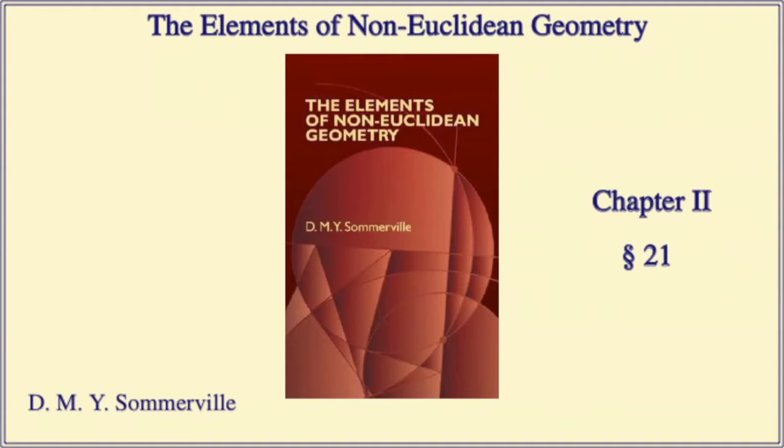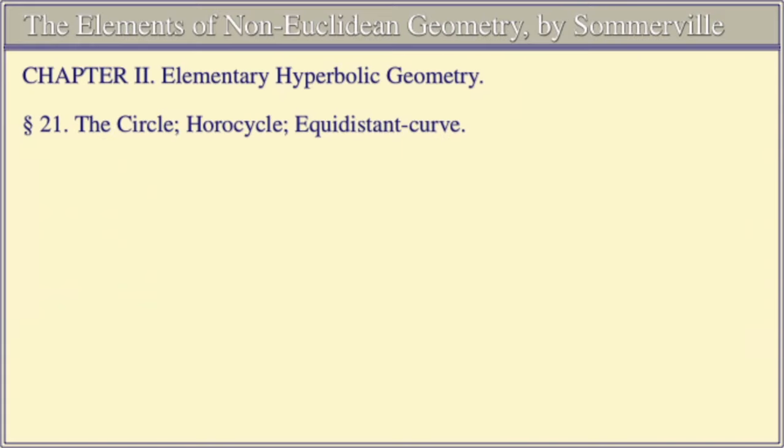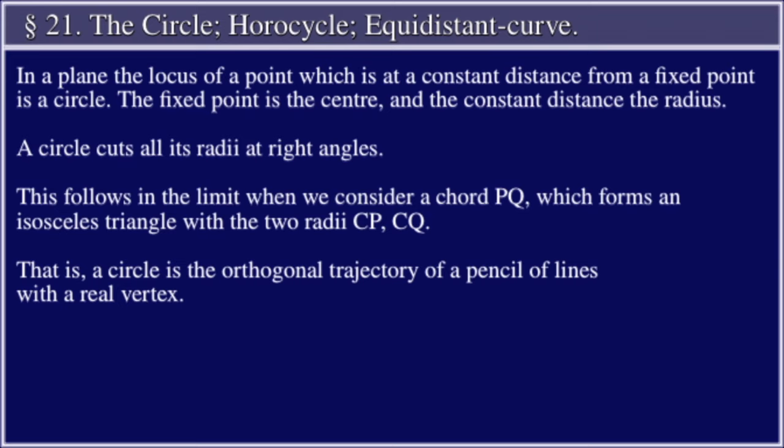The Elements of Non-Euclidean Geometry by D.M.Y. Sommerville. Chapter 2, Elementary Hyperbolic Geometry. Section 21, The Circle, Horocycle, Equidistant Curve.